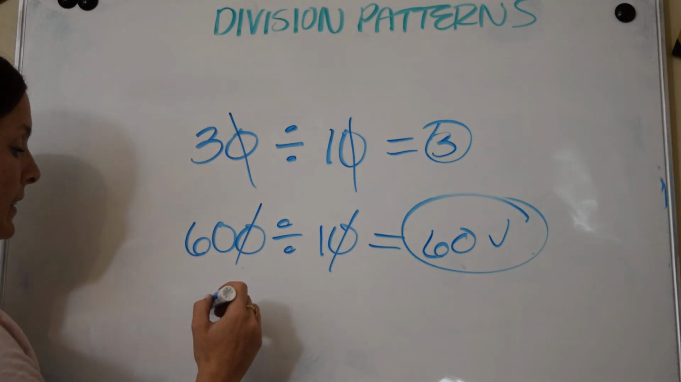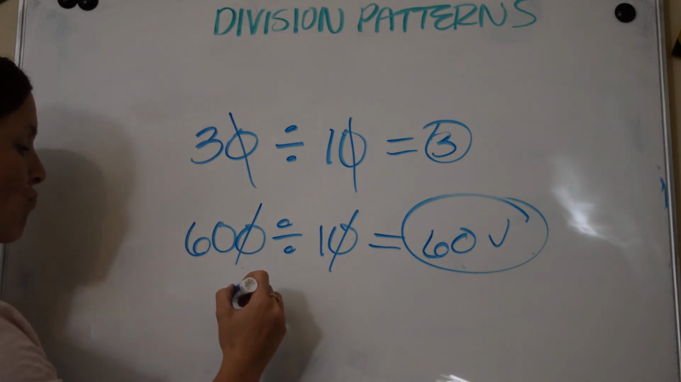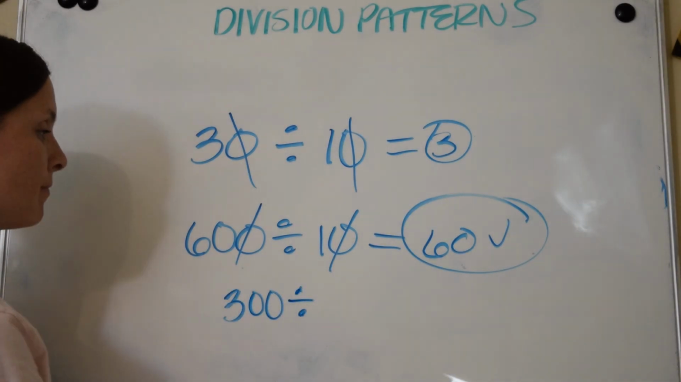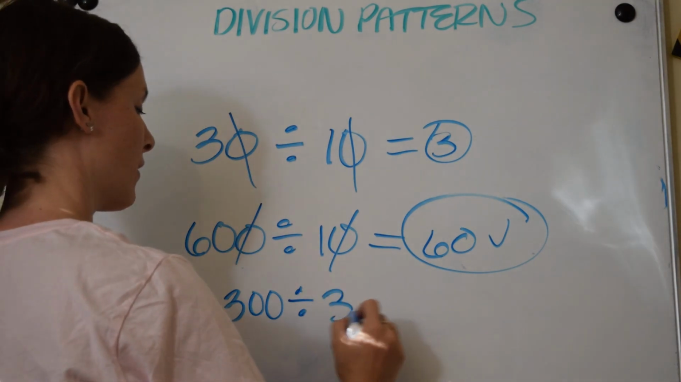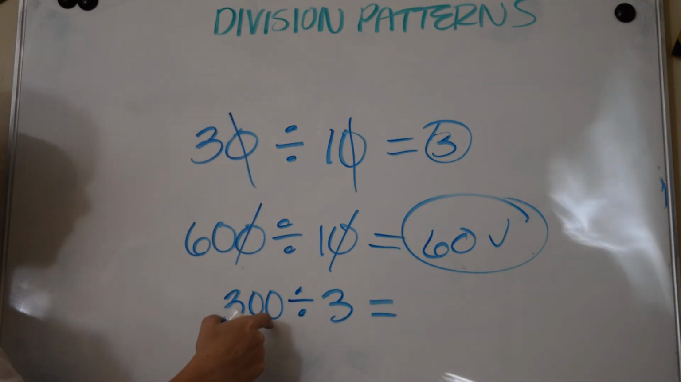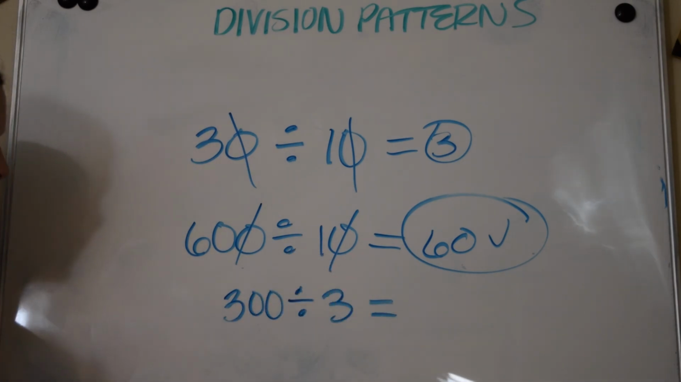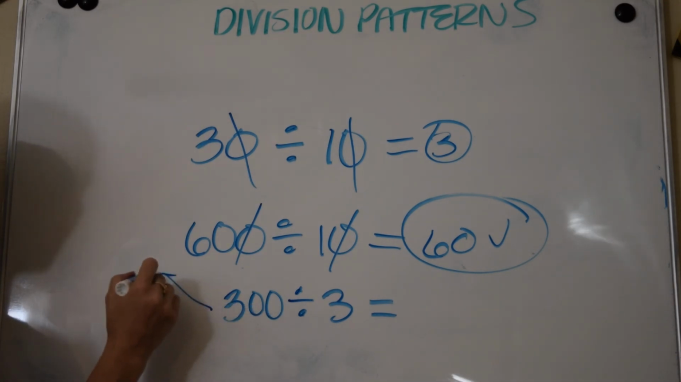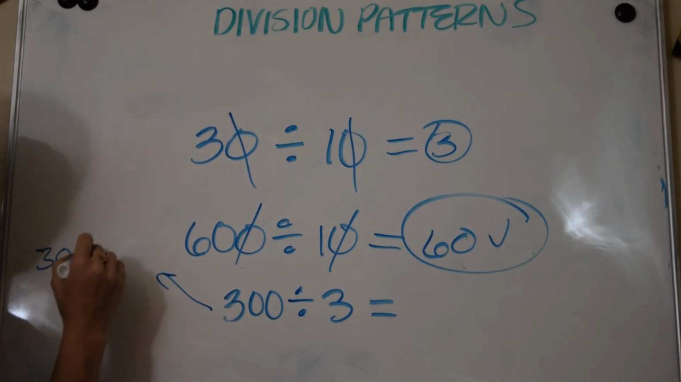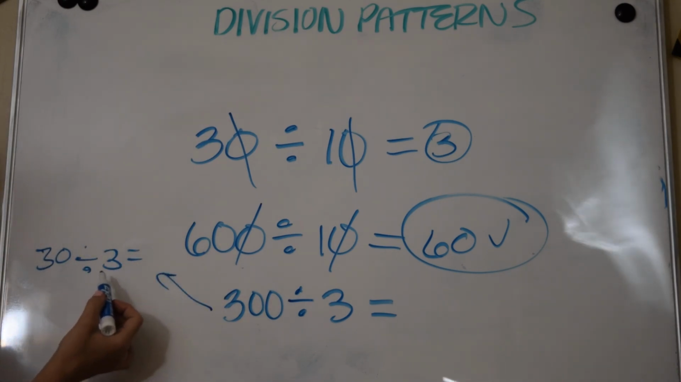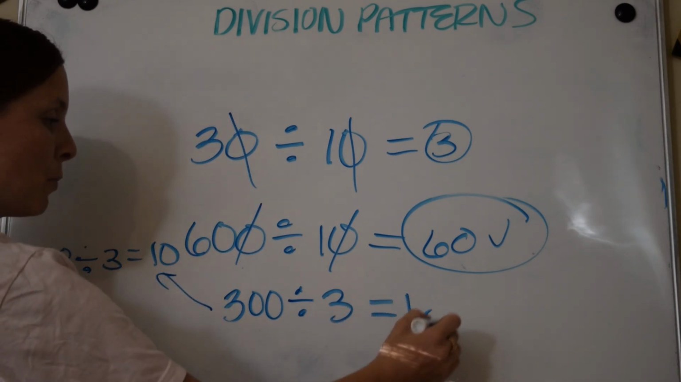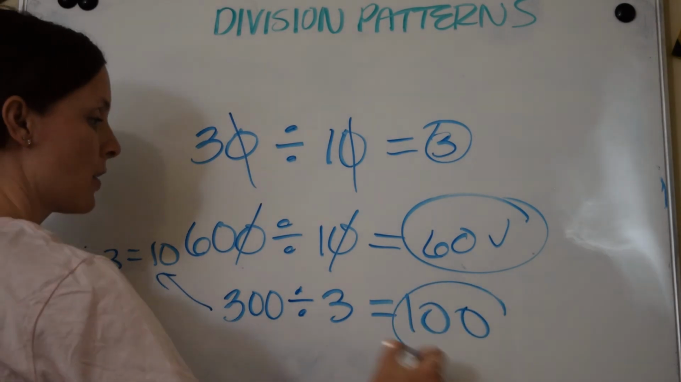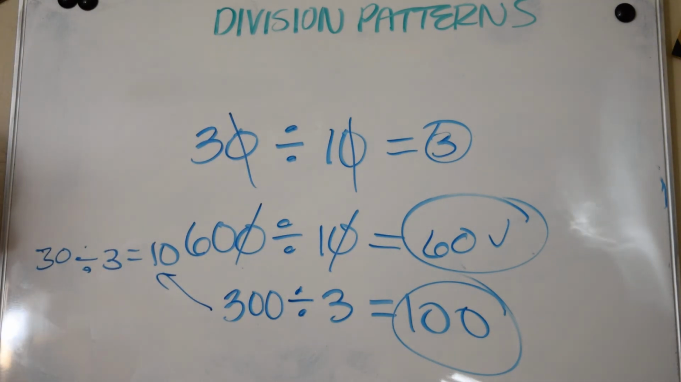What if I had 300 divided by 3? I only have zeros on this side, so I can't do the cross canceling, but I can go back steps. So if I take away the zeros, it would go to 30 divided by 3, and we know what that is. 30 divided by 3 is 10. So we know 10 will be here, and how many zeros should there be? There should be 2. So your answer is 100. 100 times 3 would be 300.